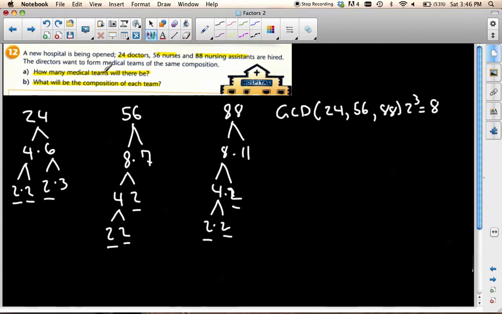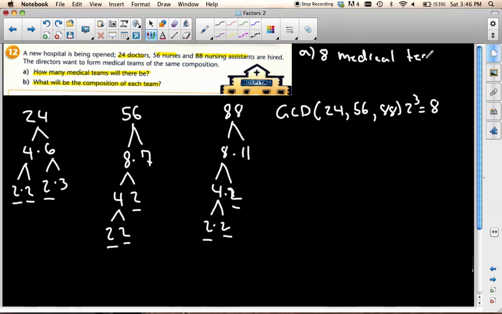So how many medical teams will there be? Well, our answer to A is that there will be 8 medical teams.